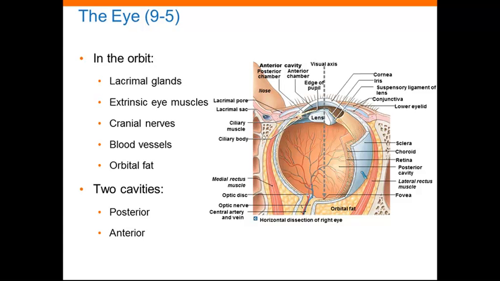The eyeball itself is a hollow organ, and it is divided into 2 cavities, the posterior and anterior cavity. The posterior cavity is filled with jelly-like vitreous body or vitreous humor. The anterior cavity has 2 additional subdivisions, the anterior and posterior chambers. The entire anterior cavity is filled with aqueous humor.